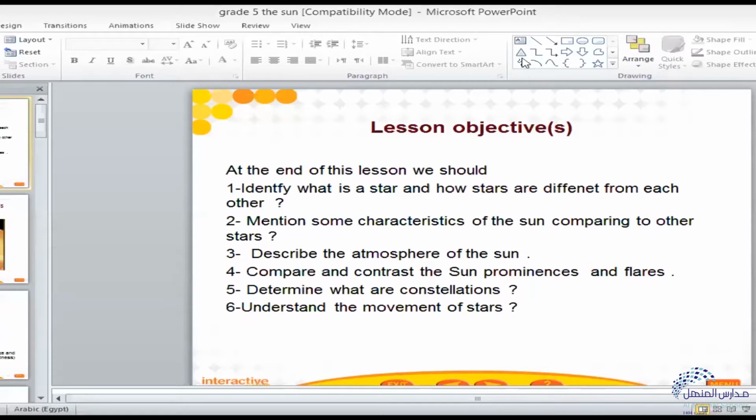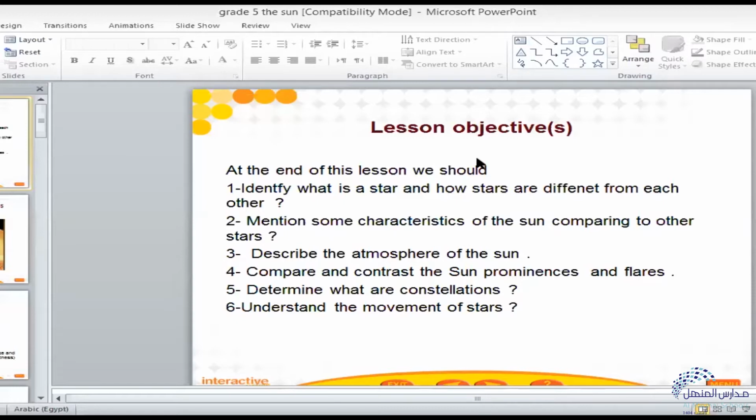Today, this is the second session in lesson number 1, which is what is a star. I know some of you did not succeed to follow up with us yesterday because there was a technical problem. Today we are going to revise the whole lesson and add a new part. Okay.